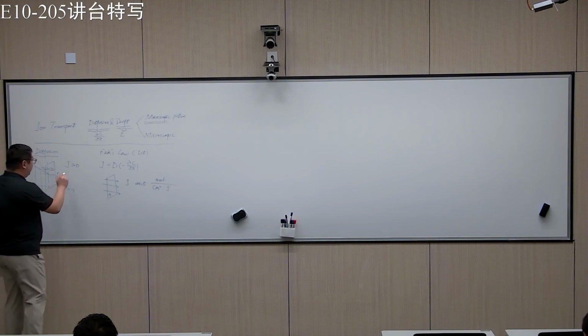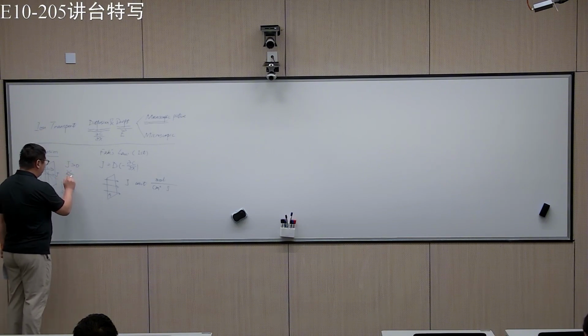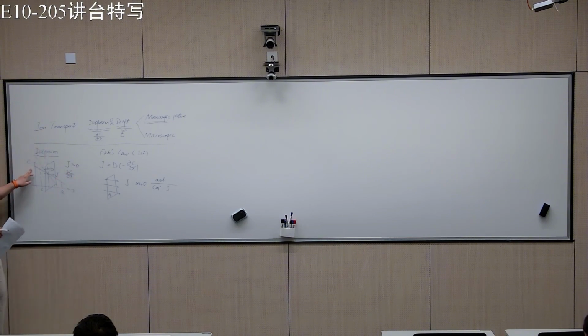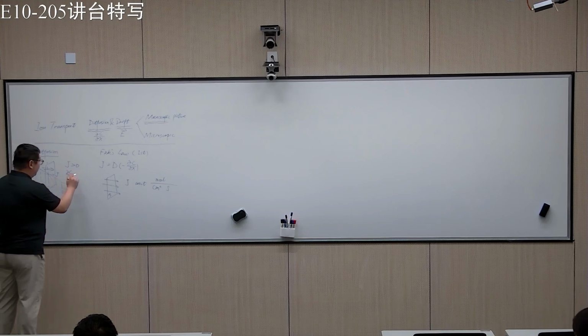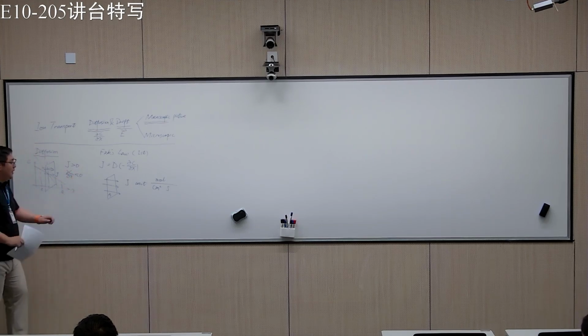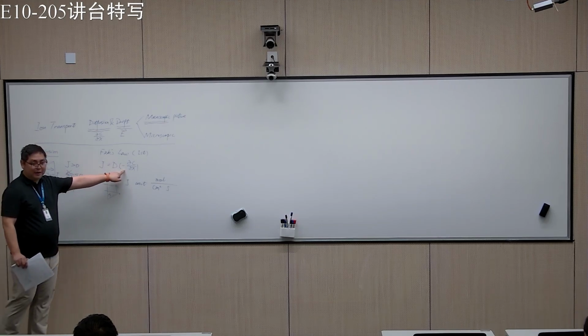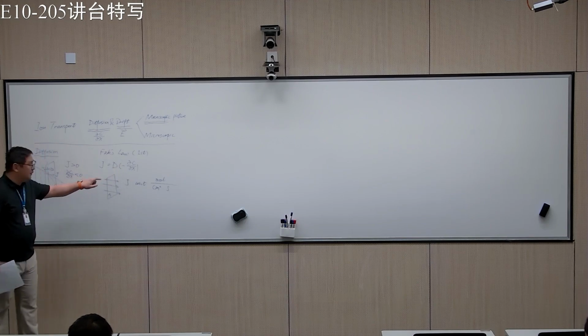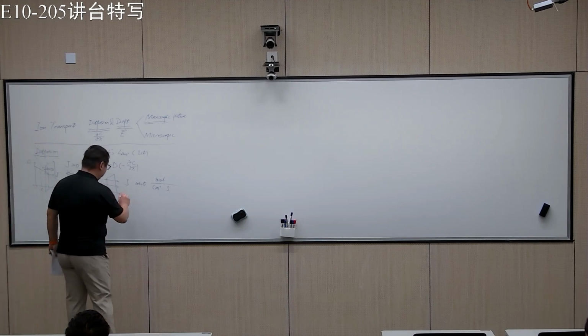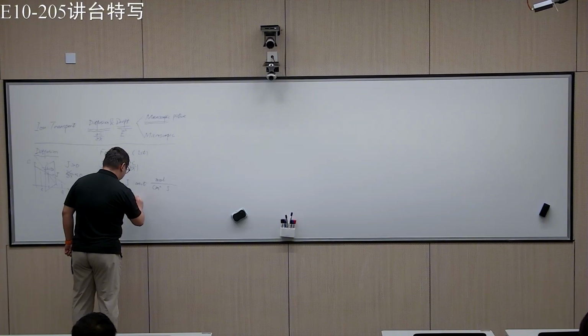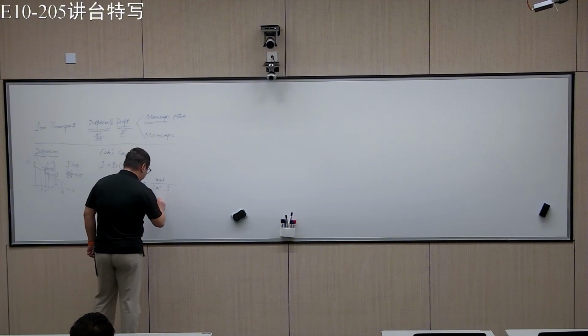We can see that ∂C/∂x in this case is negative. Here the concentration is high, here the concentration is low, so the slope is negative. But there's a negative sign here, then times D. D is the diffusivity, or people call it the diffusion coefficient.